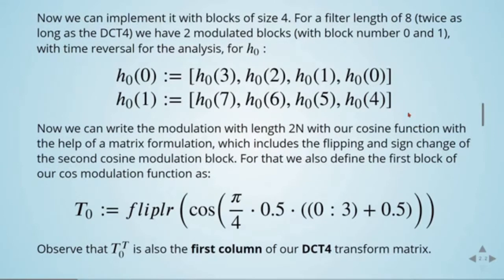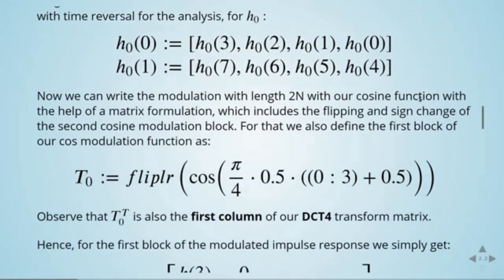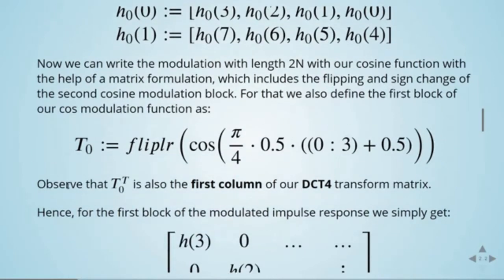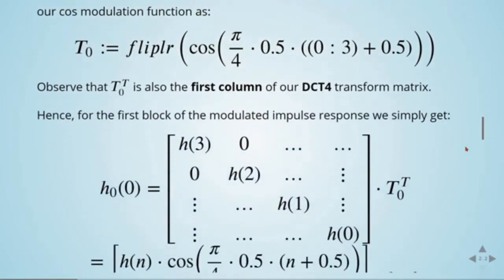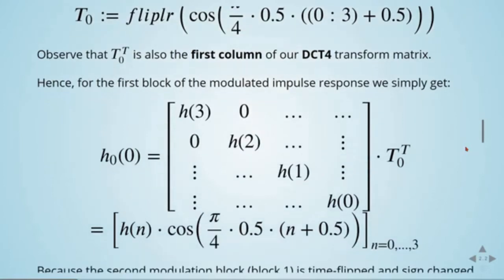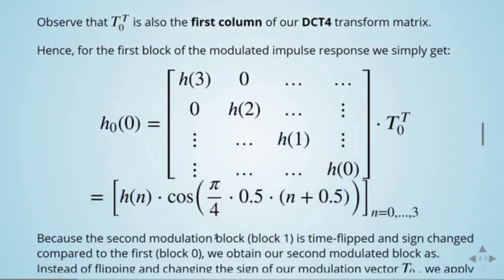Now we can write the modulation with the length 2 times N of our cosine function with the help of a matrix formulation, which includes the flipping and the sign change of the second cosine modulation block. For that, we also define the first block of our cosine modulation function, given here. Observe that T0 transposed is also the first column of our DCT4 matrix. Hence, for the first block of the modulated impulse response, we simply get this here. You see this diagonal here.